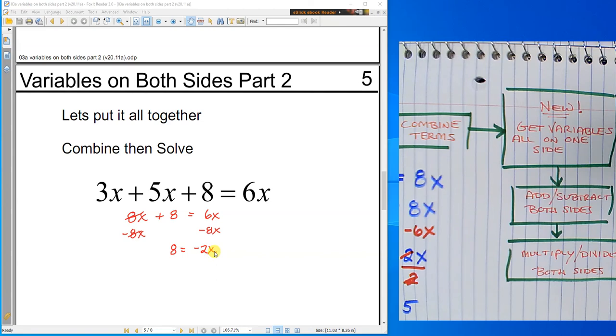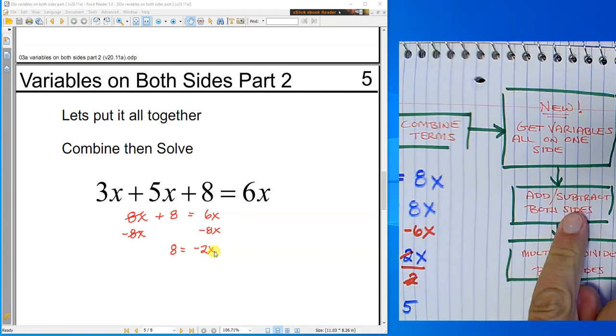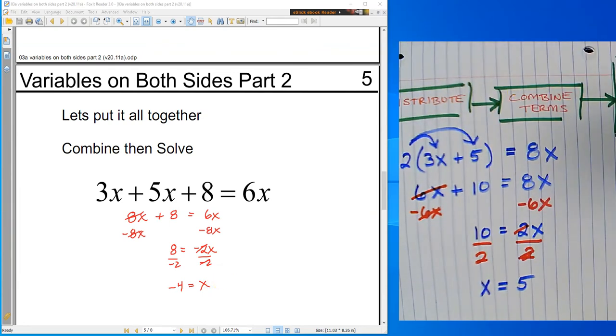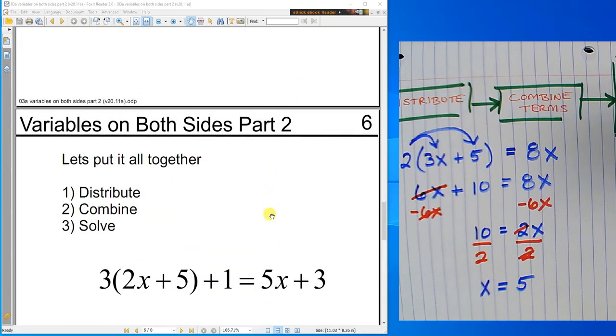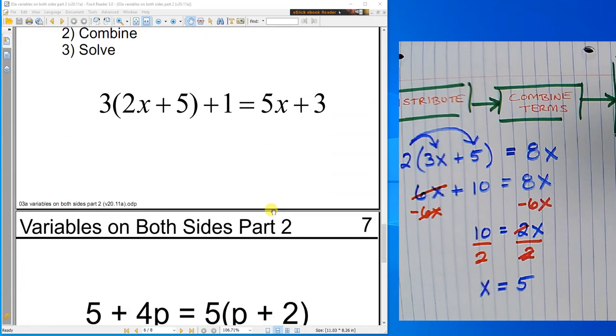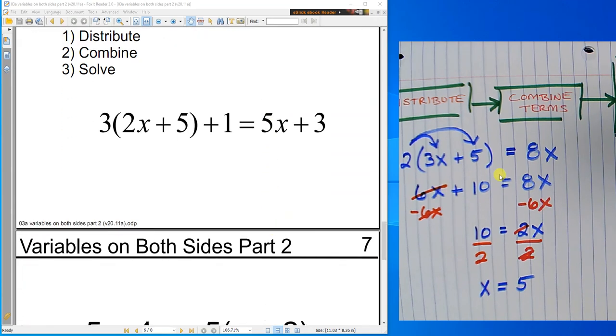We've done that. Add or subtract. Well, there's no adding or subtracting to do. Multiply or divide. Well, I can divide both sides by negative 2. So x equals negative 4. Just followed my flow map. All right, this is a good one. This has got everything. Okay, we're going to do this one in our notes because it is so wonderful.